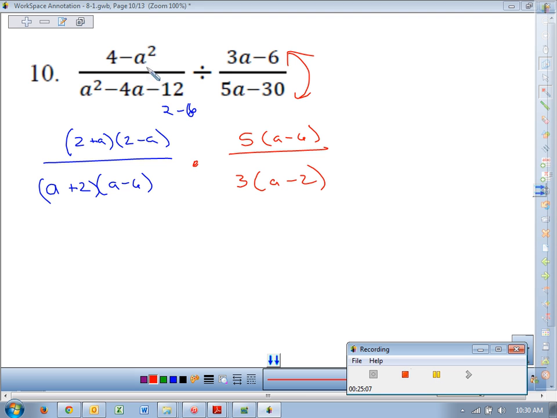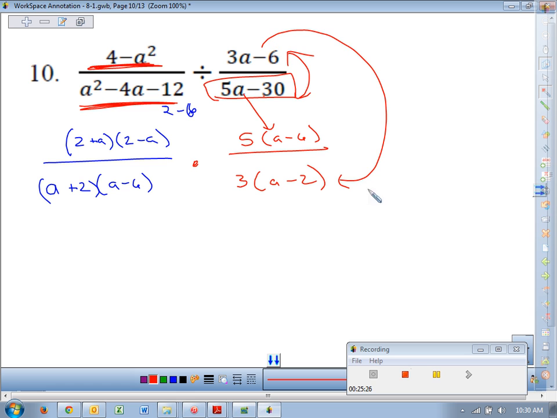In our first one, he's a difference of squares. The second one is not a perfect square trinomial, but easily factorable. Got to reciprocate because we're dividing by a fraction. GCF of 5 pulls out of this one, which goes in our numerator. GCF of 3 pulls out of that one.